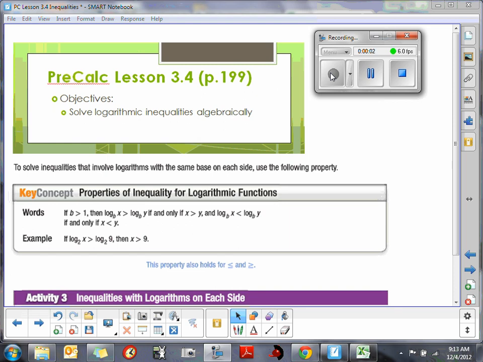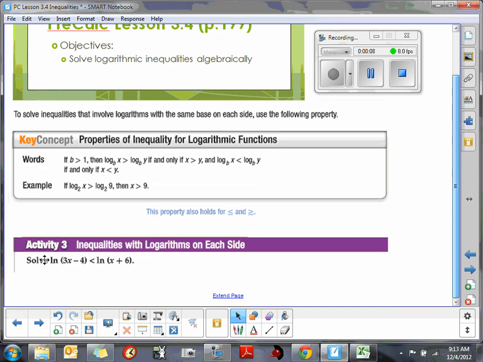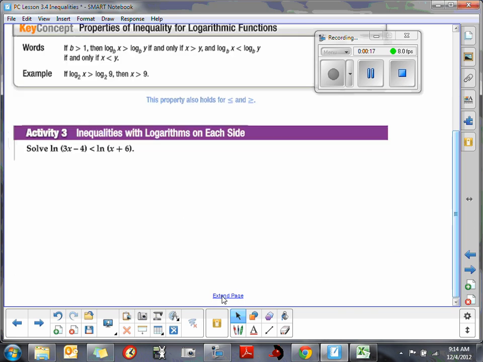In the final video, we're going to solve another logarithmic inequality, only this time we're going to have logarithms on both sides of the equation. As you can see in the example here, we're going to solve the natural log of 3x minus 4 is less than the natural log of x plus 6. There's two trains of thought that we can use to solve this logarithmic inequality if you would like.